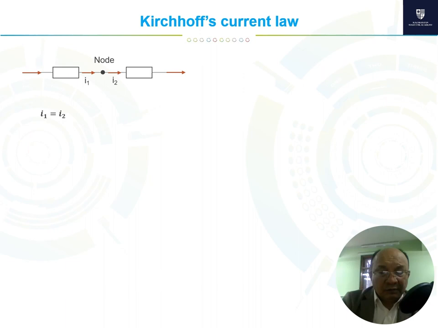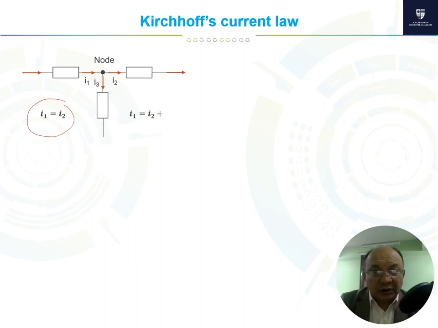So let's complicate this part. We take another resistor, R3. And also we have current going through this resistor. Let's say this is the I3 current. So now this expression is not valid anymore, because in this position the current I1 is not necessarily equal to I2, because we have I3, and we have to write down another equation.